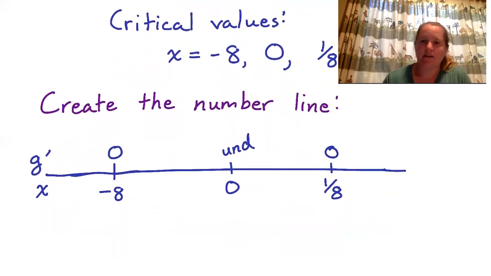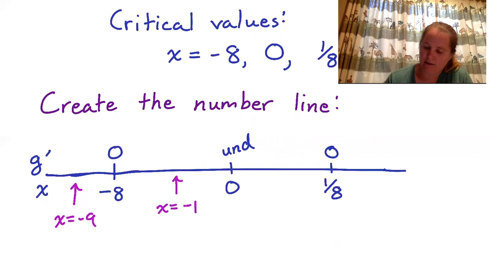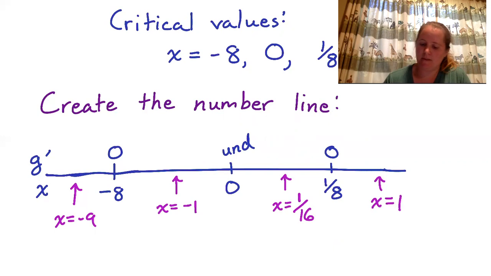Then we'll have our test points. So we could use, say, x equals -9, x equals -1, and x equals something tiny. I don't know. Let's do 1/16, and then maybe use x equals 1 over here.